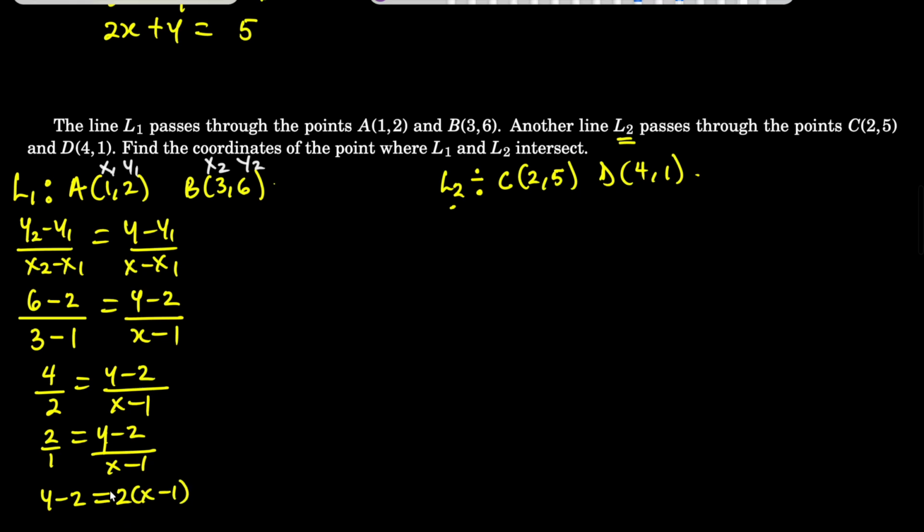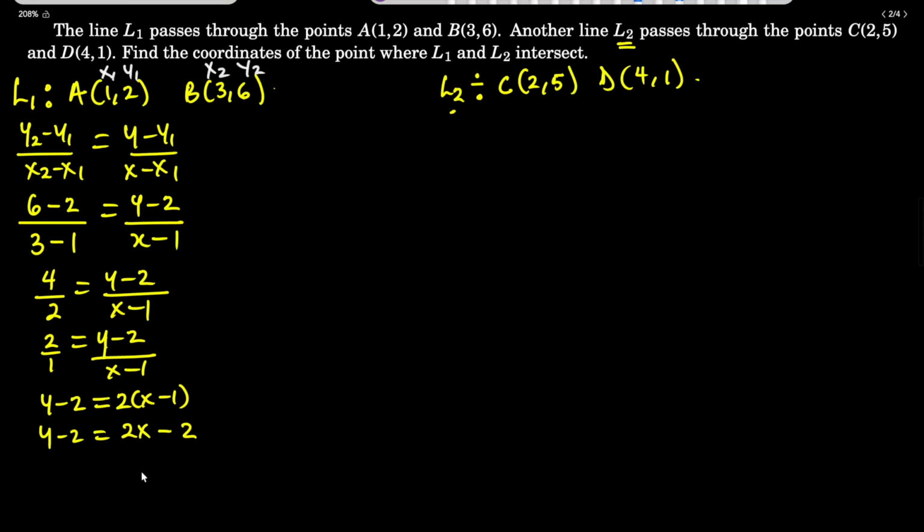Sorry for the noise that is coming from the background, it's from my neighbors. Okay, so y minus 2 is equal to 2x minus 2. And I can take this minus 2 to the other side. So y equals 2x minus 2, sorry for my inconsistency with the x, plus 2. So you have y is equal to 2x plus 0, because minus 2 plus 2 is 0. So this is for line 1.